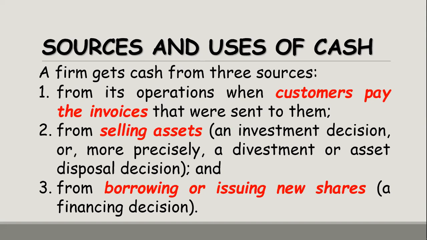Sources and uses of cash. A firm gets cash from three sources: from its operations, when customers pay the invoices that were sent to them; from selling assets, an investment decision, or more precisely a de-investment or asset disposal decision. Sometimes we have to bring new technology to our industry, so we sell our previous assets; and from borrowing or issuing new shares.